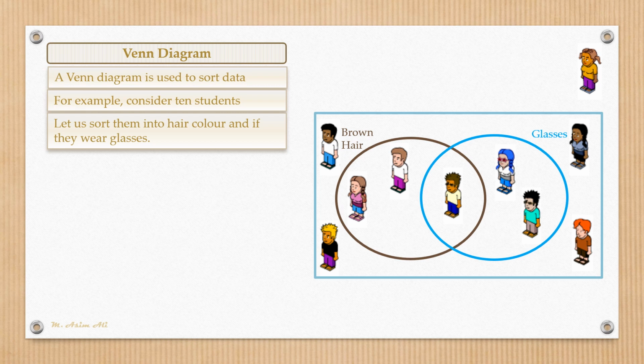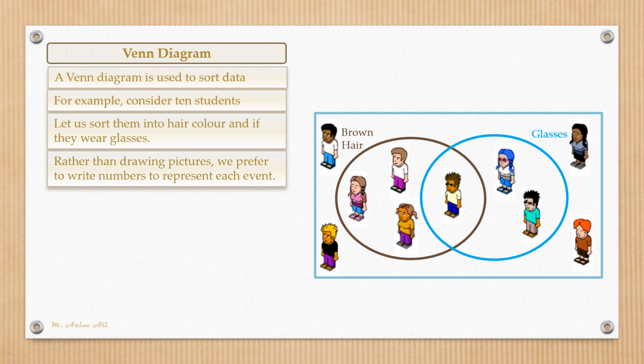Next is a girl who has brown hair but she's not wearing glasses, so she will come in the set of brown hair people. So we have arranged all the students according to whether they have brown hair or not, and whether they are wearing glasses or not.